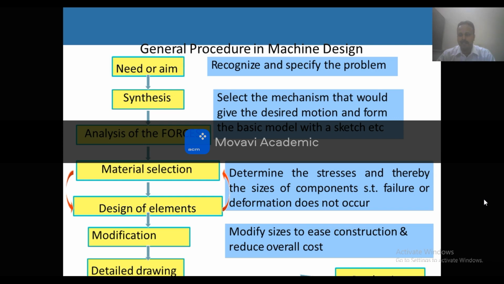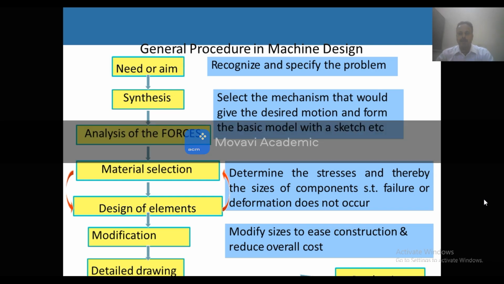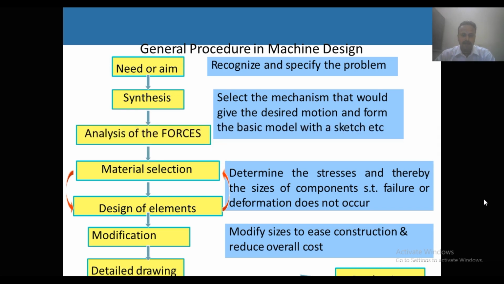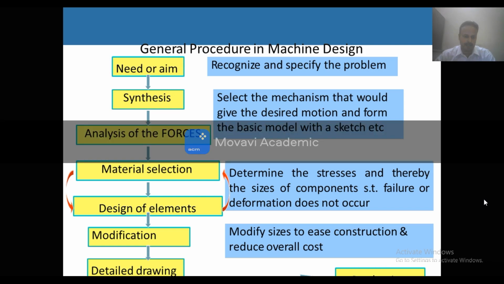Next comes modification. After the design has been done, we need to see what all modifications may be required, or it is expected that it will be required, to draw or to fabricate the product.